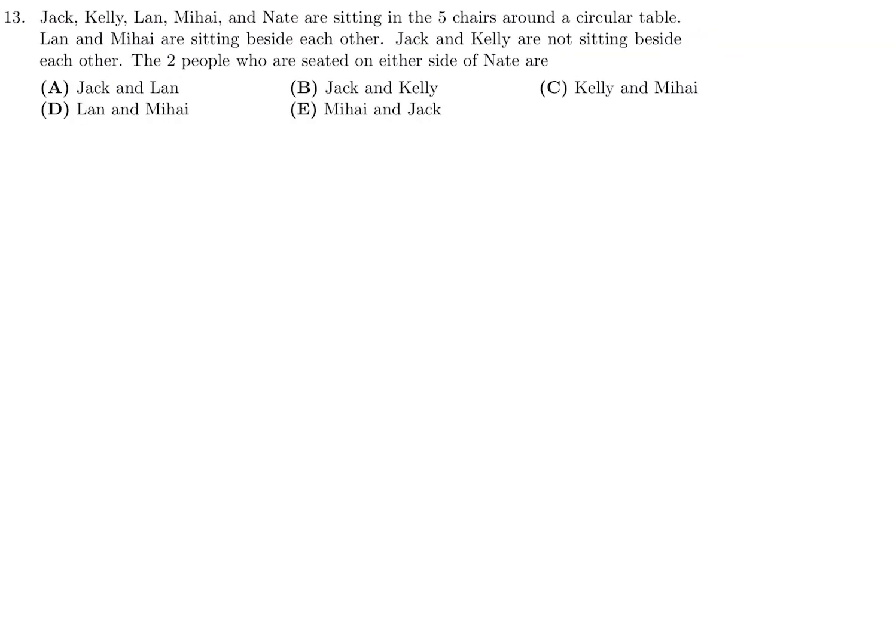Jack, Kelly, Lan, Mihai, and Nate are sitting in the 5 chairs around a circular table. Lan and Mihai are sitting beside each other. Jack and Kelly are not sitting beside each other. The 2 people who are seated on either side of Nate are. So we have a circular table, and we've got these 5 friends.